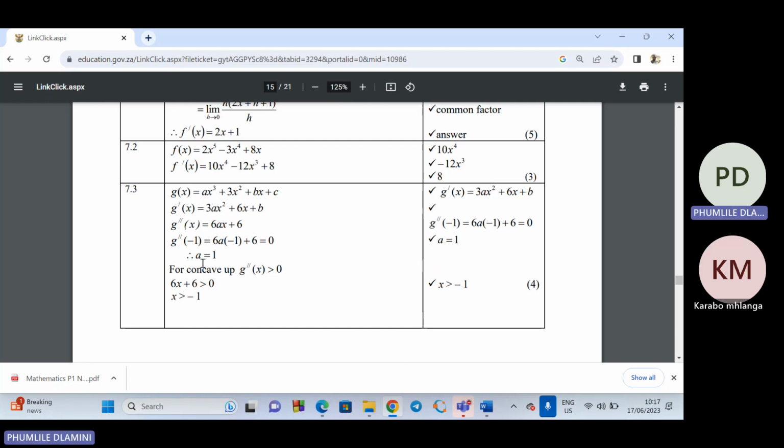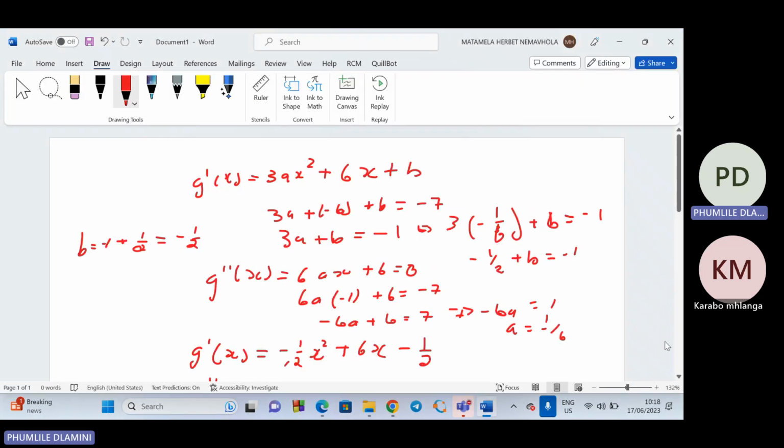But if you substitute g of negative 1, you will find that your a must be 1. So when the a is 1, for concave up, your g second prime of x must be greater than 0. So when it's greater than 0, then 6x, if we substitute 1 in this equation, you're going to have 6x plus 6. It must be greater than 0, therefore your x must be greater than negative 1. So if I check here in what we were doing, the values that we got are not corresponding, because I solved all those values.